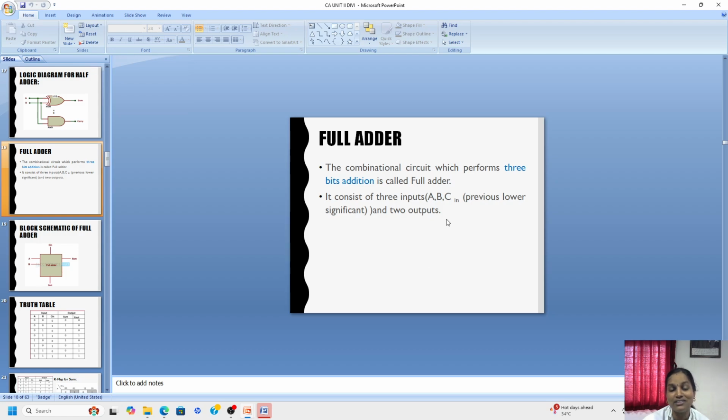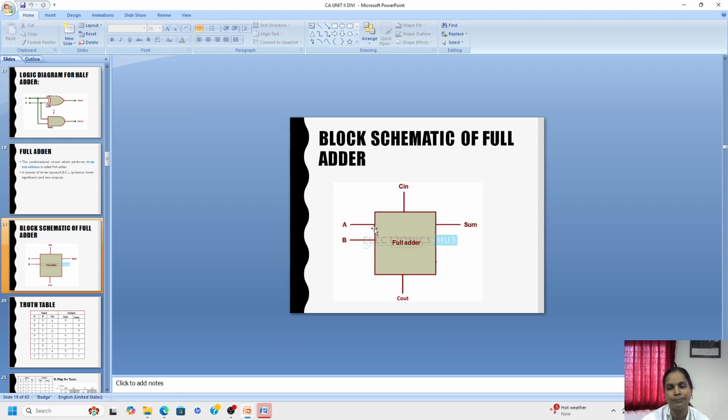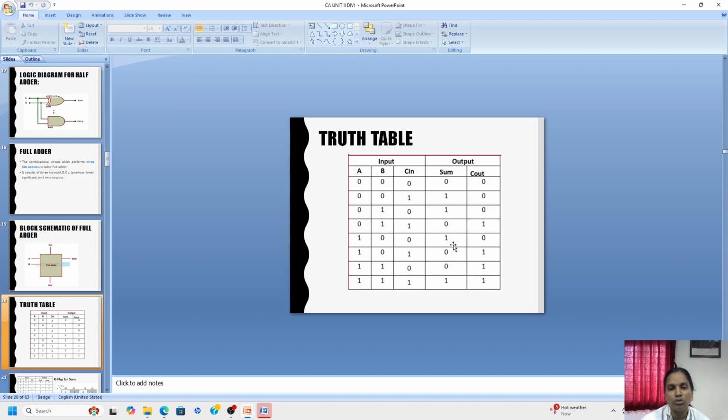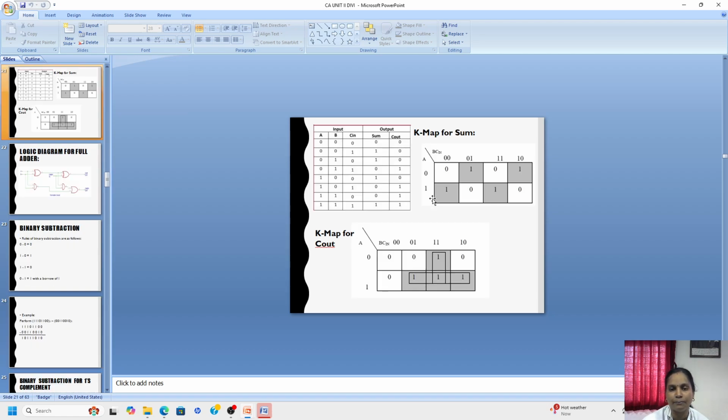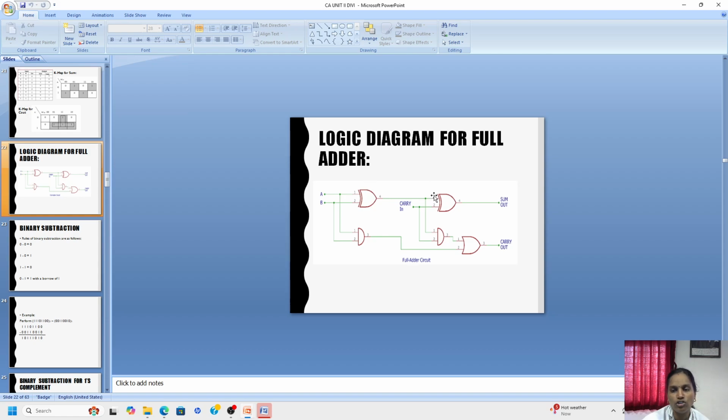The full adder is a 3-bit adder. You need to give 3 values as input, A, B, C, and it will produce 2 outputs, a carry value and a sum value. So this is the truth table of the full adder, which is similar to the half adder. In the half adder we give 2 input values, whereas in the full adder you need to give 3 values as input, and it produces the same 2 outputs, sum and carry. So this is the K-map and this is the logical diagram of the full adder.